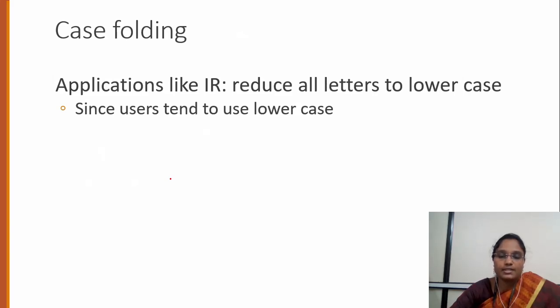The second one is case folding. In IR, information retrieval.